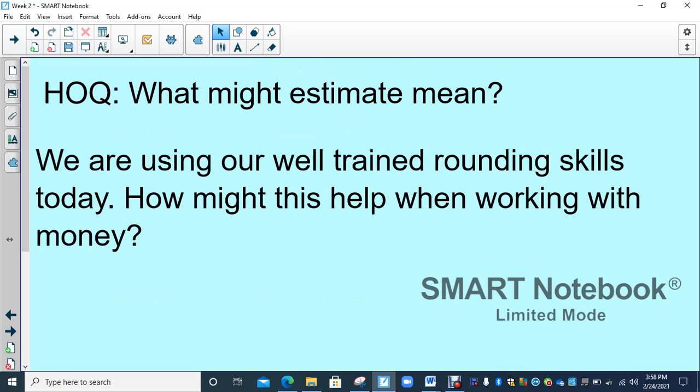Okay, so to estimate means to guess, to use our well-trained rounding skills. But why might this be important? Why might this be an important skill when we're working or using money? Now, estimating is going to be a skill that you will use every single day, perhaps even without realizing. You might be in the shop trying to spend your pocket money and you're going to be rounding to find out if you've got enough money. So this skill is incredibly important and one that you're going to hone and improve throughout the whole of your life.